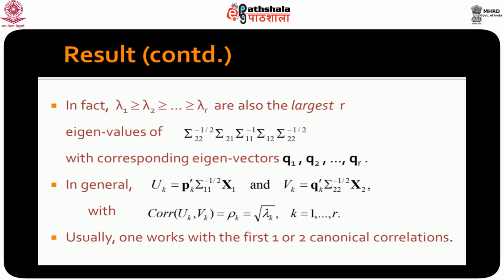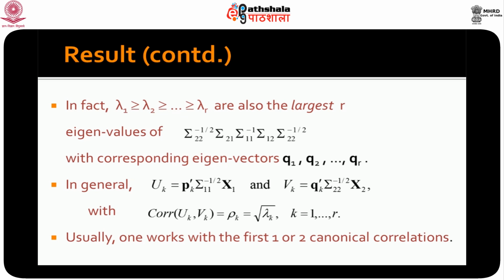In general, the kth pair of canonical variables will be given by uk equal to pk prime Σ11^(-1/2) x1, and vk equal to qk prime Σ22^(-1/2) x2, and this would give us the correlation between uk and vk as square root of λk. So, this correlation obviously would be smaller as k increases. The first one would have the maximum correlation, the second one would have slightly less, the square root of λ2, and this would be decreasing as k increases, and we can go up to r. So, this is how we can find the canonical variables and the canonical correlations.